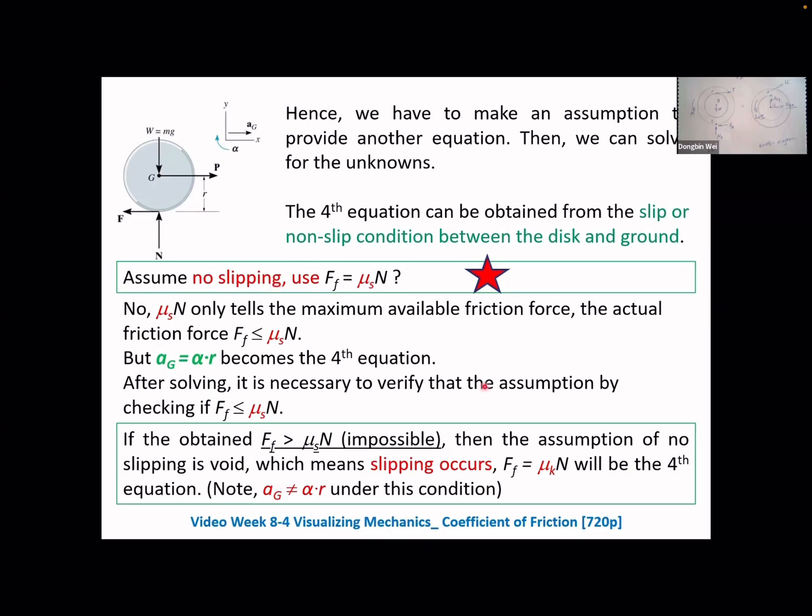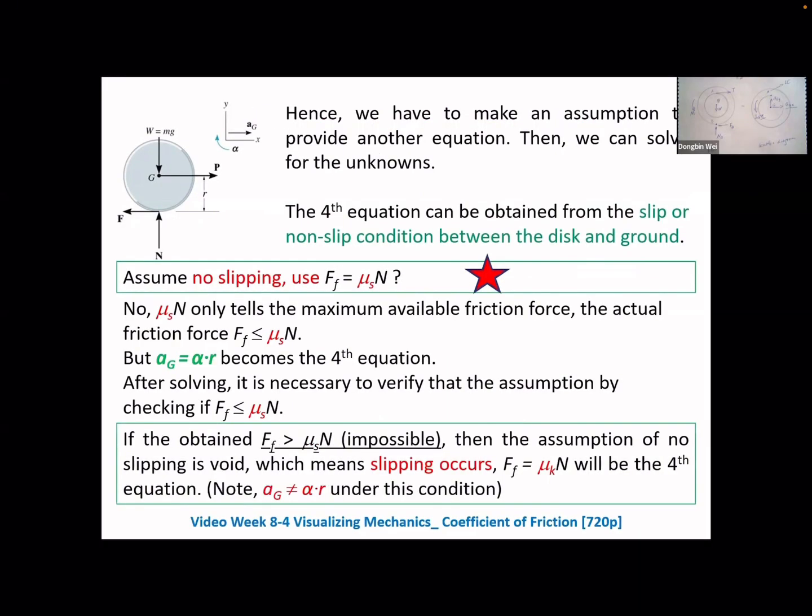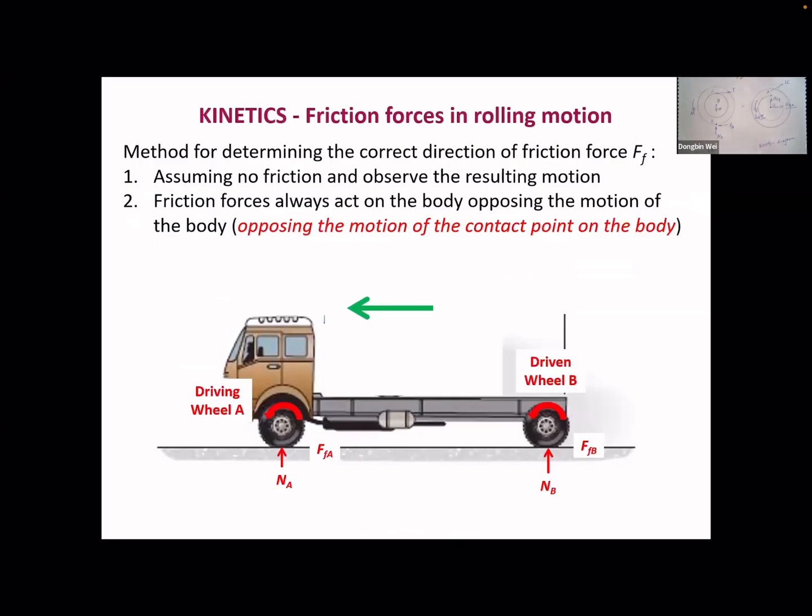If slipping occurs, then it will be kinetic friction force. So you will be able to use the kinetic friction coefficient to express the kinetic friction force, and then this will be your force equation. And then you can continue your solution. So that's the procedure for dealing with this frictional rolling problem if we don't know whether slipping occurs. Okay, so this sounds abstract, and we will use an example problem to solve, so we can understand how to solve this kind of problem.